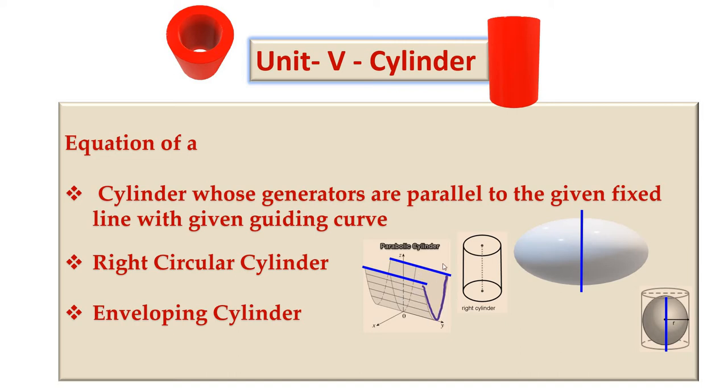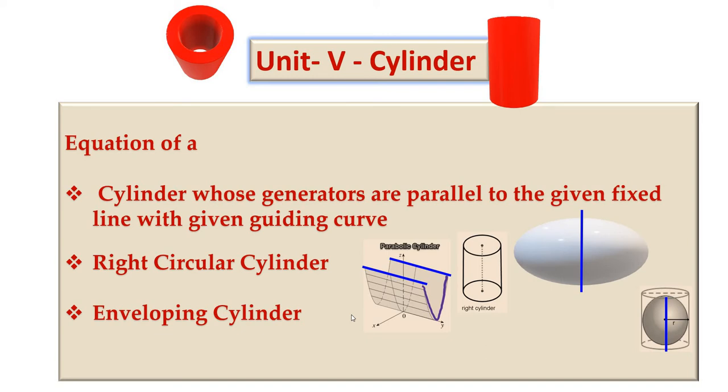If the guiding curve is an ellipse, we have an elliptic cylinder. And if the guiding curve is a circle, then we have a right circular cylinder. And to obtain the enveloping cylinder, this is the procedure that is adopted. Suppose we are given a surface, say, for example, a sphere. Then we consider a line touching the surface, and the locus of that line, as it moves on the surface, gives a cylinder. That is called the enveloping cylinder.